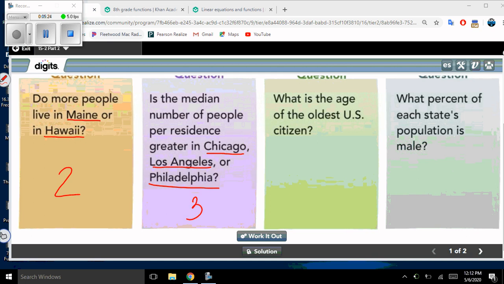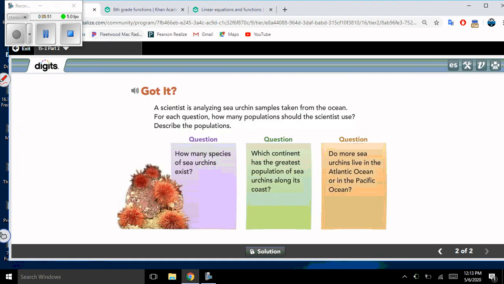Age of the oldest U.S. citizen. So in that situation, we're looking at all the citizens of the U.S. as 1 population. And then here on this last one, what percent of each state's population. So obviously you have to know how many states are in America. And so we're looking at 50 different populations there in order to answer that particular question. So again, this aspect of it shouldn't be super difficult for you, one wouldn't think. Okay, moving on to next round.